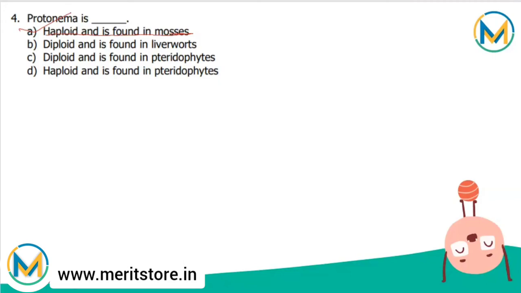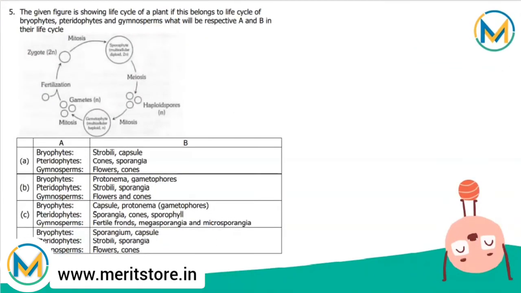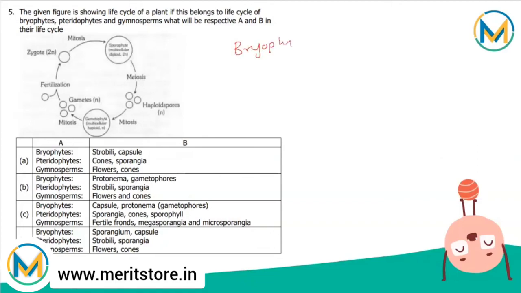Looking towards the last question, the given figure is showing the life cycle of a plant. If this belongs to the life cycle of bryophytes, pteridophytes and gymnosperm, what will be respectively A and B in the life cycle? So the A and B part for bryophytes, it will be capsule and gametophores, that is protonema.